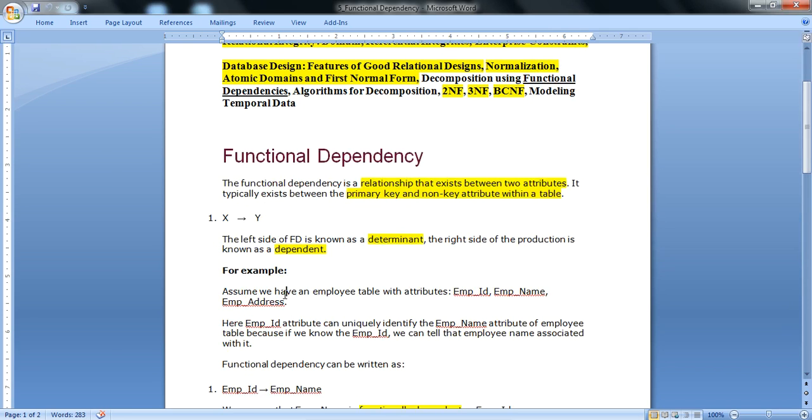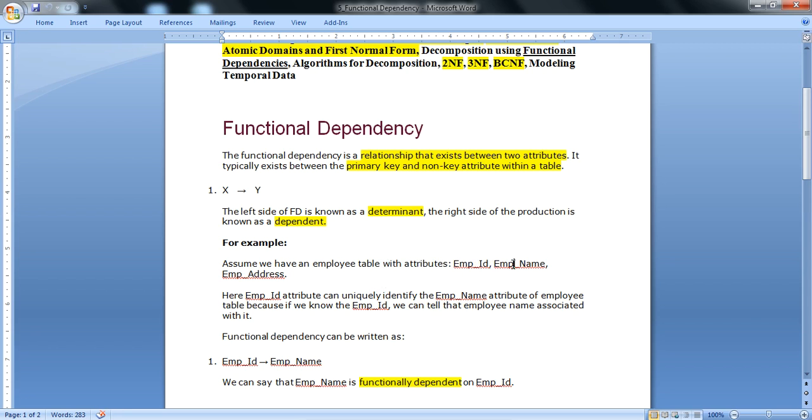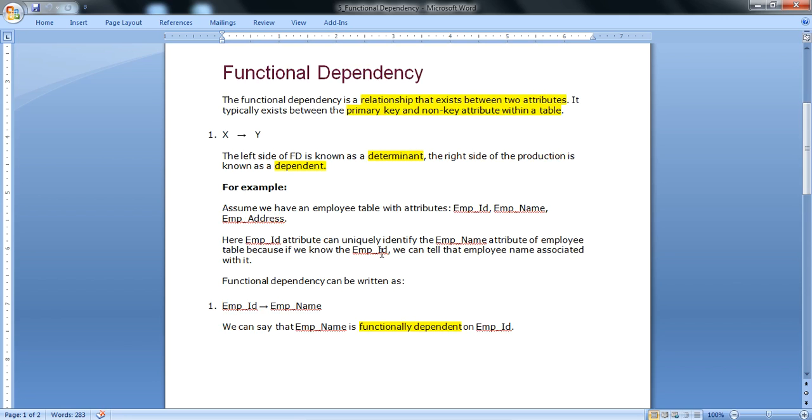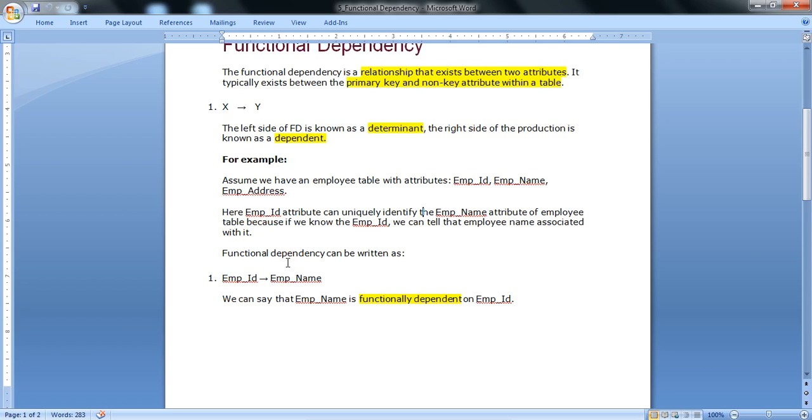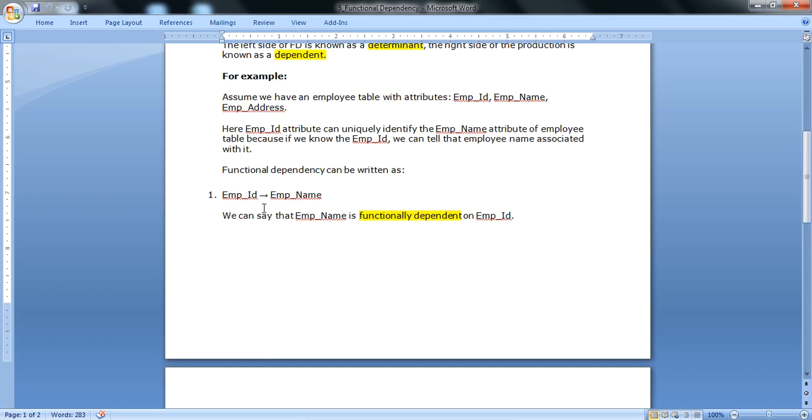For example, assume we have an employee table with the attributes employee ID, name and address. Employee ID can uniquely identify an employee, meaning employee ID is the primary key. Employee ID uniquely identifies the employee name attribute of the employee table, because if we know the employee ID, we can tell the employee name. Then the functional dependency can be written as employee ID → employee name, where the arrow is the symbol of functional dependency. Employee ID is the determinant and employee name is the dependent. We can say that employee name is functionally dependent on employee ID. That is simply the explanation.